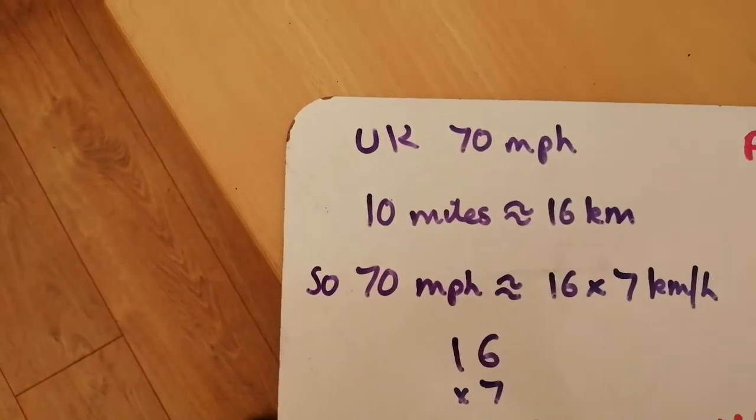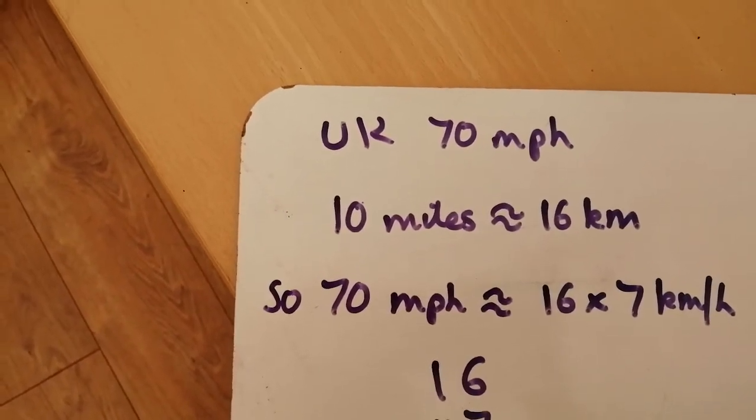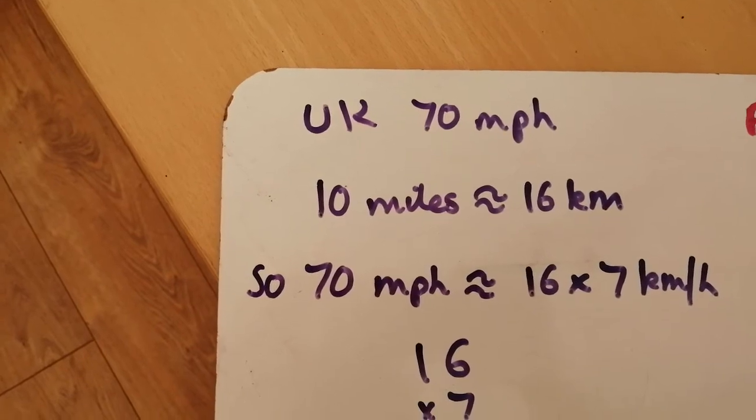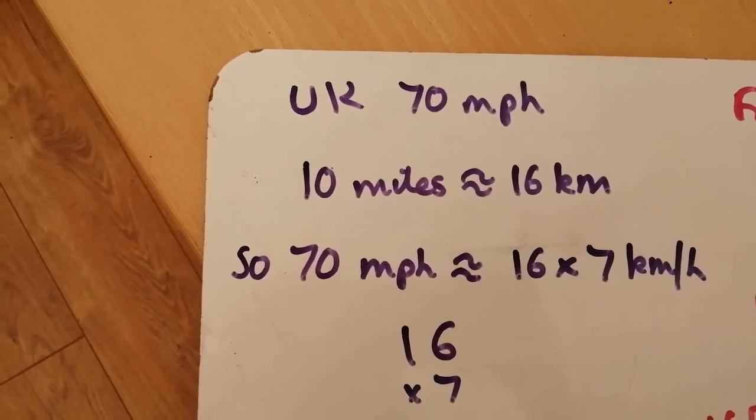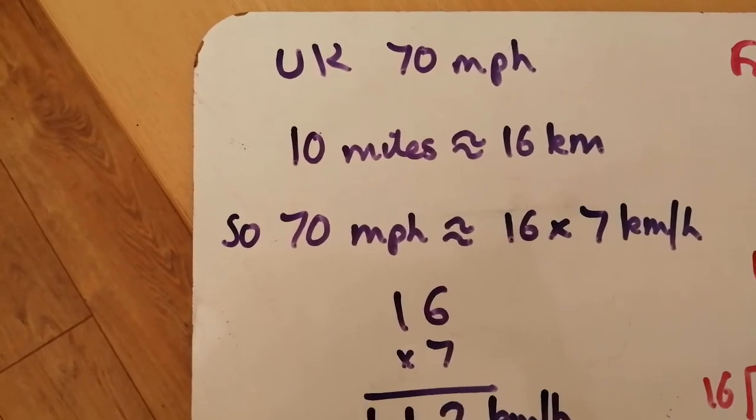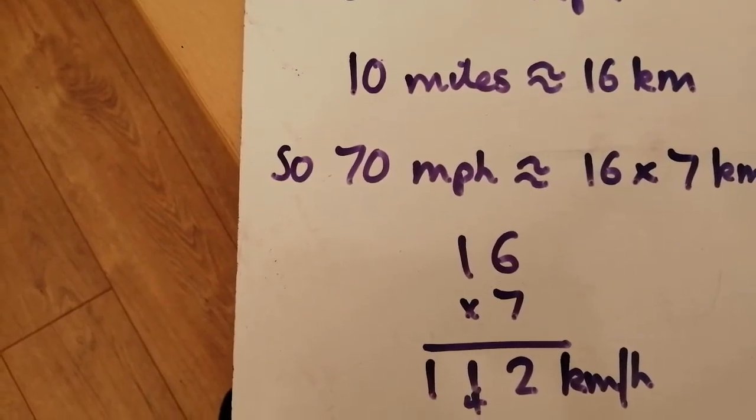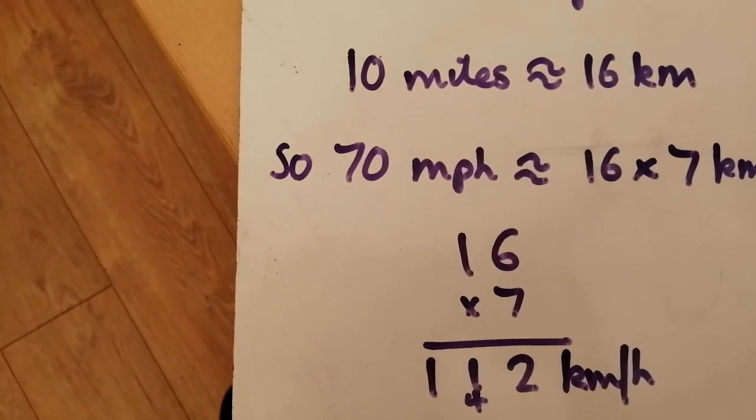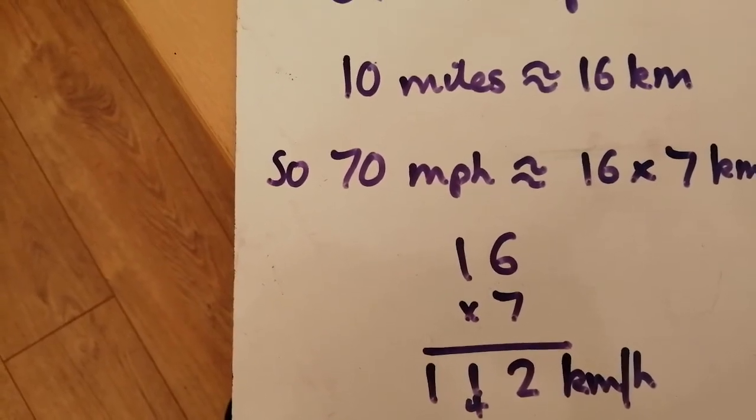Okay, this takes quite some working out. The UK one I found quite straightforward. We can drive 70 miles per hour and we know that 10 miles per hour is about 16 kilometres per hour. So to get 70 miles per hour, you would multiply your 16 by 7, giving you 112 kilometres per hour. So straight away we can see that the French is faster, but by how much?